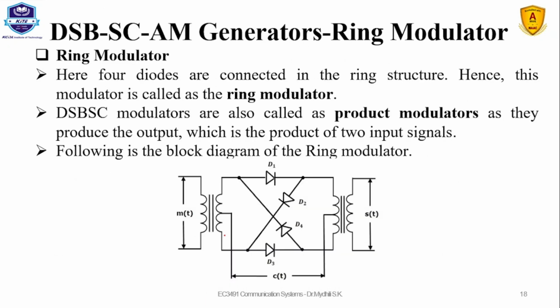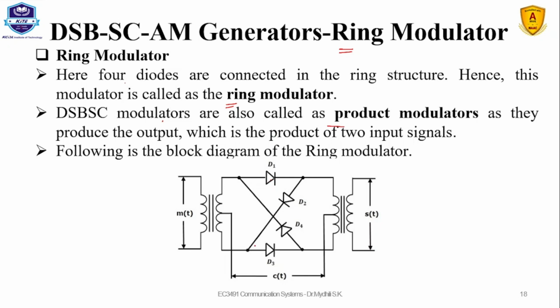Next, coming to the next type of DSB-SC AM generator, which is the ring modulator. It is called a ring modulator because four diodes are connected in a circular pattern, or a ring pattern. Hence it is called a ring modulator. The DSB modulator is also called a product modulator, as we have mentioned earlier.